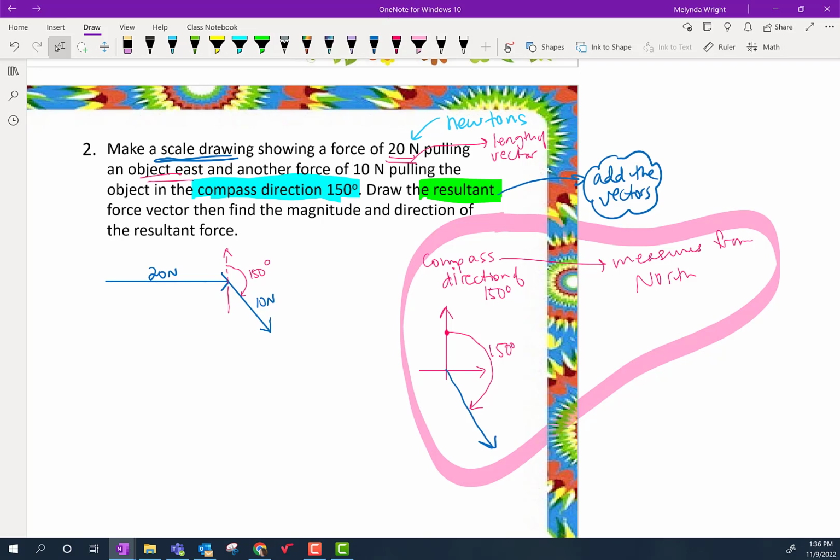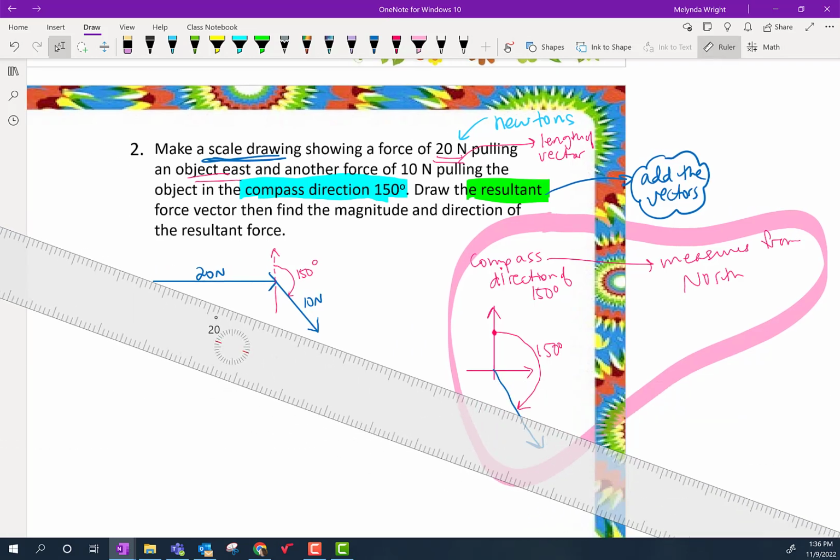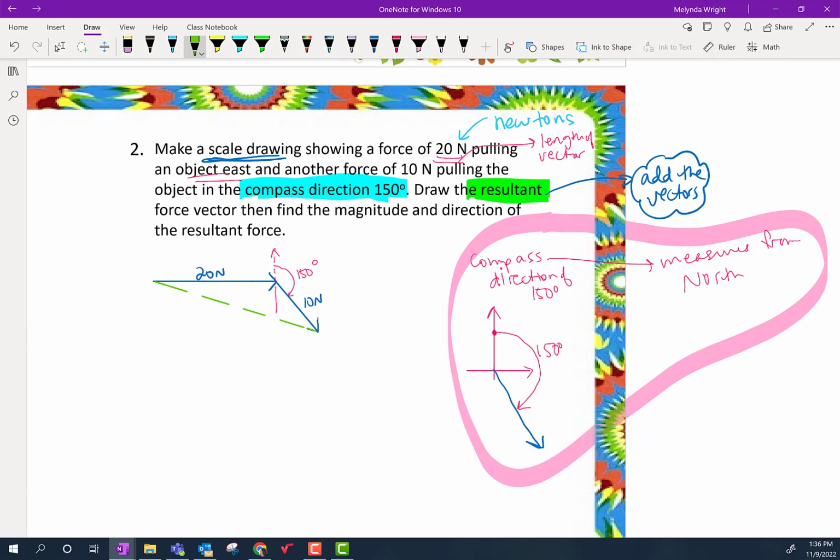Everybody okay? All right, so we've got the 2 vectors drawn. Now we want to draw the resultant vector. So let's connect the very beginning to the very end. So here's our resultant. All right, there's our little arrow. So that's our resultant vector. Okay. Great, we have our picture.